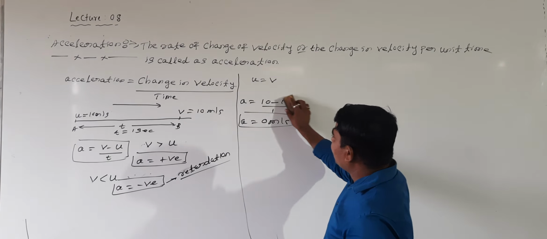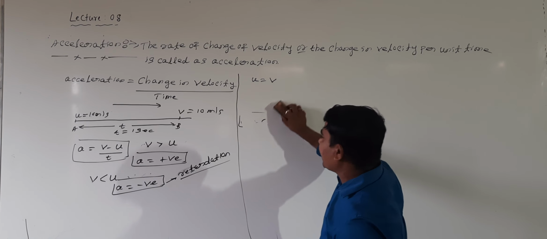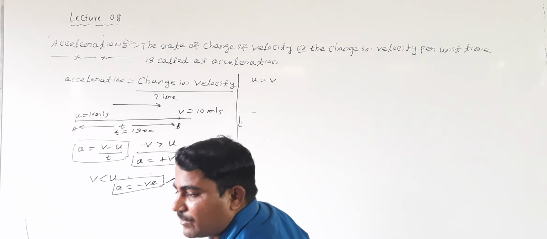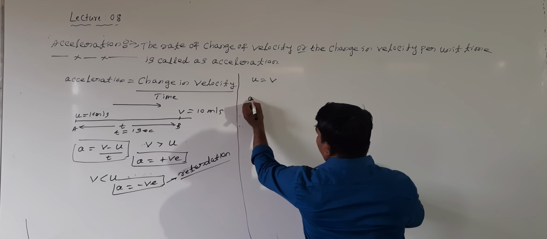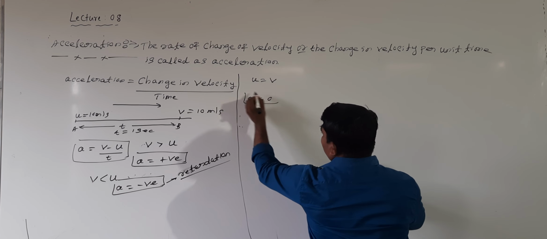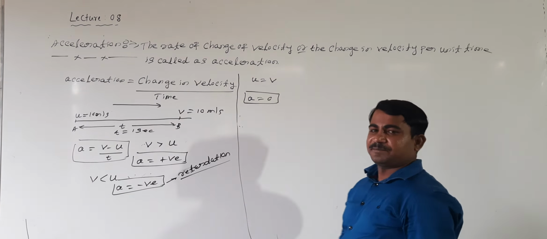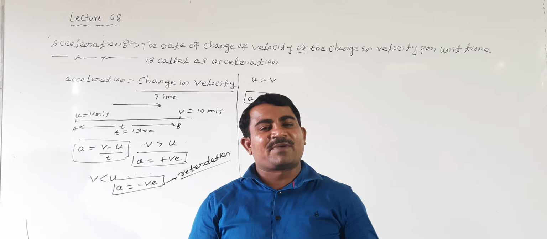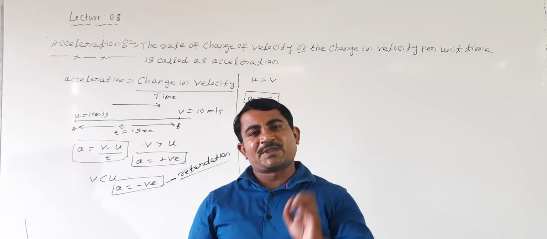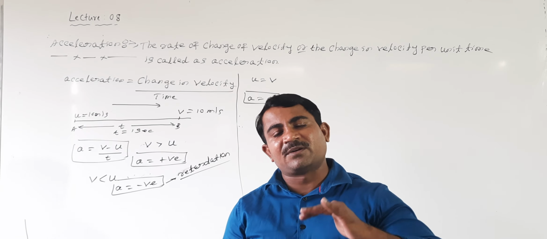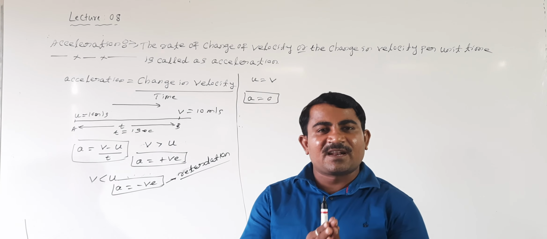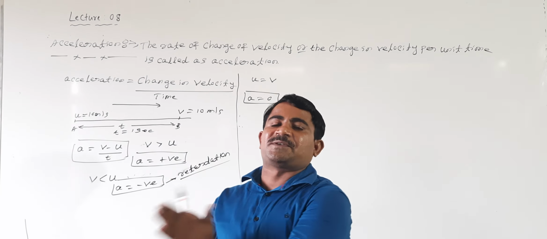When is acceleration 0? Acceleration is 0 if the initial velocity of the body is equal to the final velocity. If the initial velocity of the body equals the final velocity, then acceleration is 0. When the body moves with constant speed or constant velocity, the acceleration of the body is always 0.